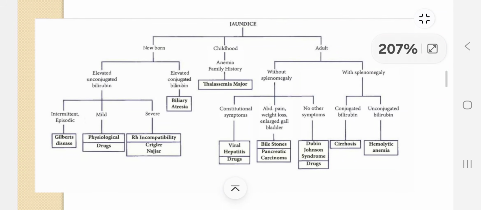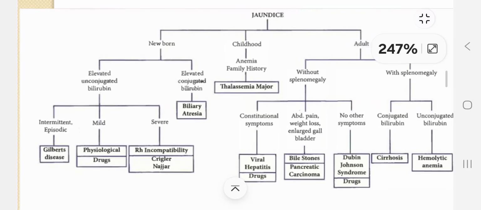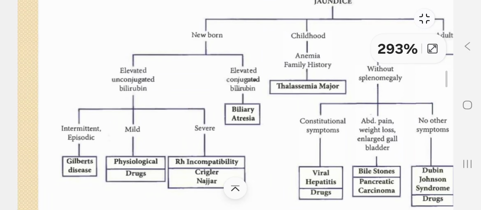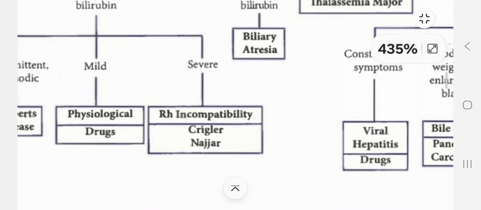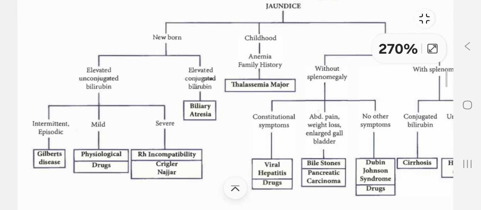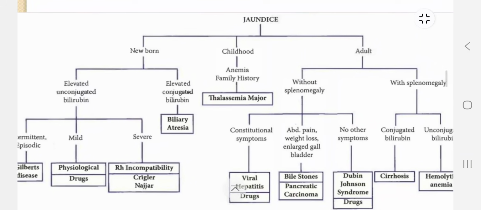So now we will look at the jaundice classification, or how to diagnose it based on the clinical symptoms of the patient. In a newborn, if there is elevated unconjugated bilirubin, we will look at whether it is intermittent and episodic. It is generally due to Gilbert syndrome, which is a congenital abnormality in UDP glucuronosyltransferase, and is generally predisposed by stress or infection. If the elevated unconjugated bilirubin is mild, then it can be physiological jaundice or drugs. If it is severe, then it can be Rh incompatibility or Crigler-Najjar syndrome type 1 or type 2. In case of elevated conjugated bilirubin in a newborn, it may be due to biliary atresia.